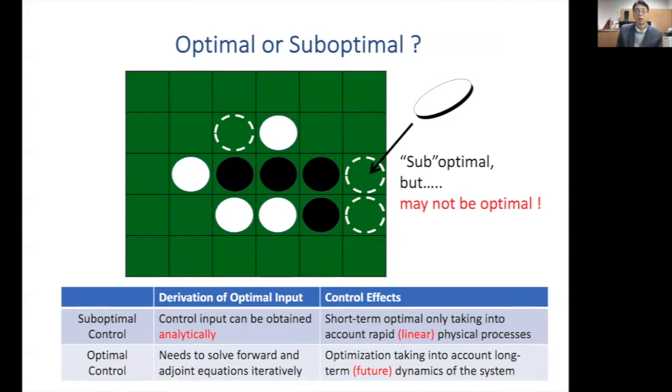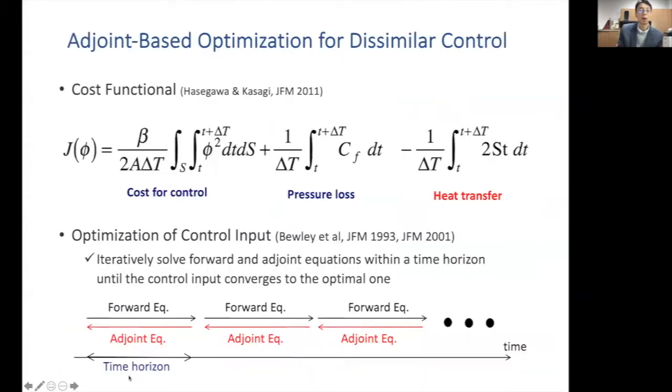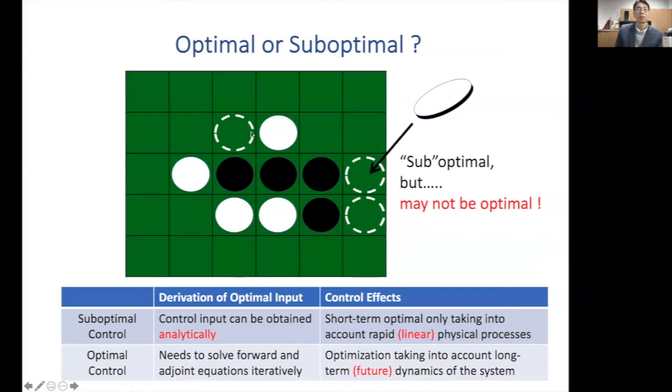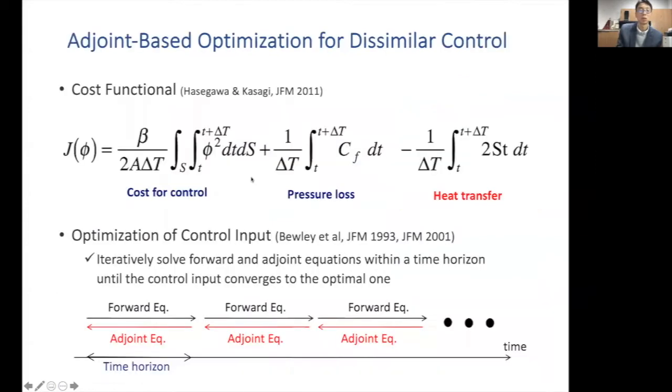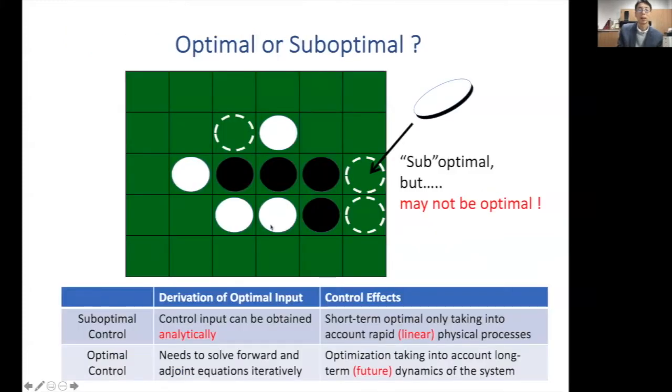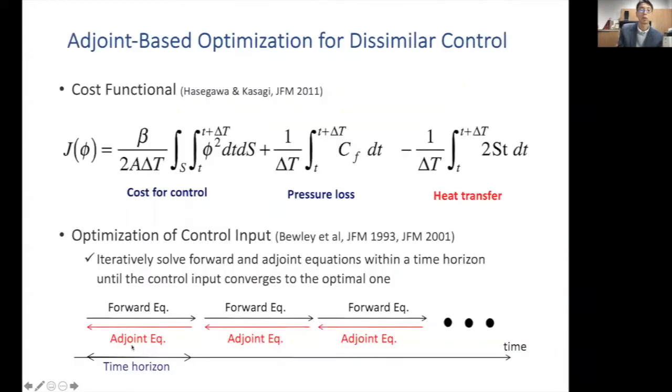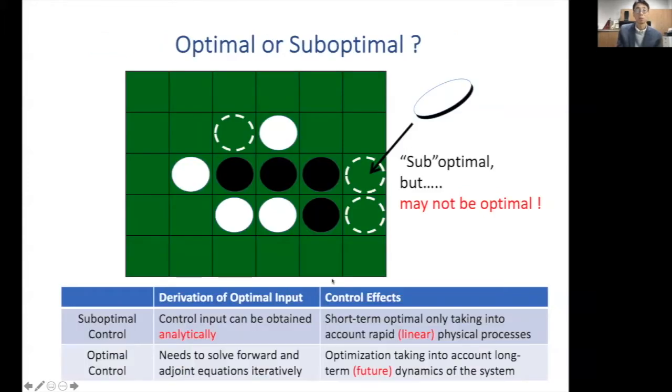Now there is a question about how long our time horizon should be. Roughly speaking, there are two categories: one is suboptimal and the other is optimal. The suboptimal is relatively easy, so we only consider a very short time horizon, a vanishingly small time horizon. In that case, we can obtain an analytical solution for my control input. We don't need to solve an adjoint equation like in this figure, because we only consider short-term dynamics, which is usually linear.